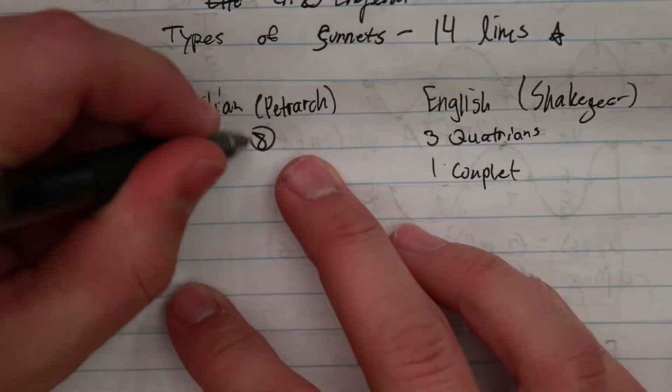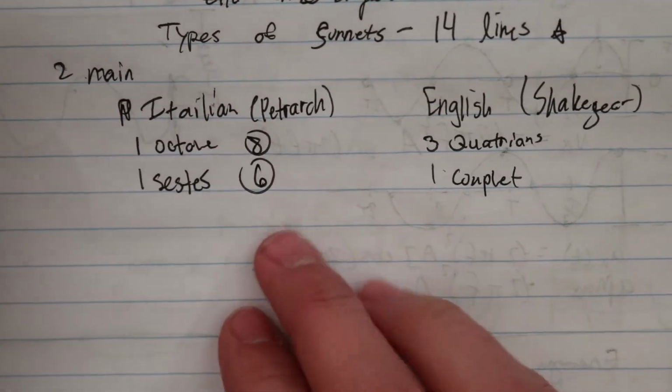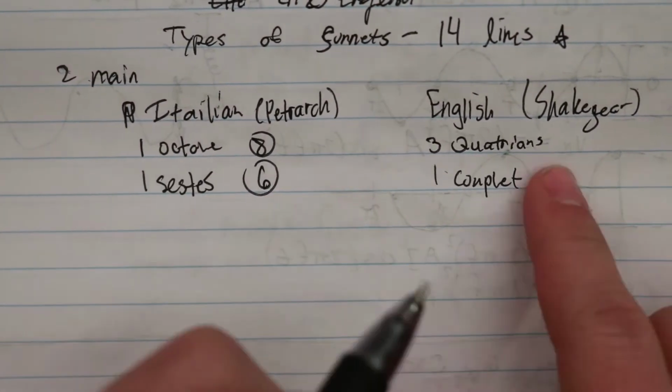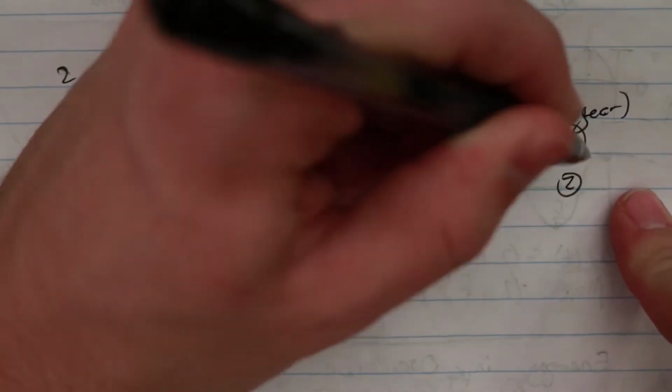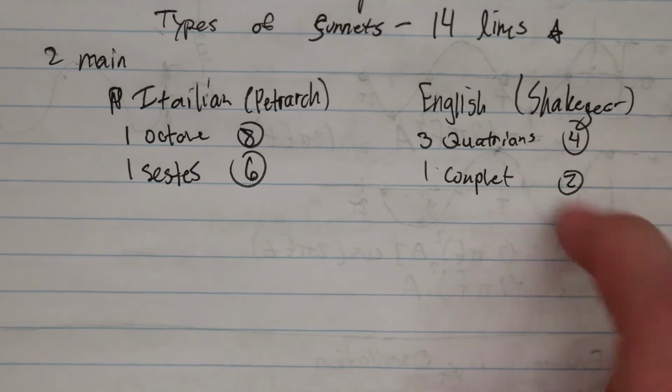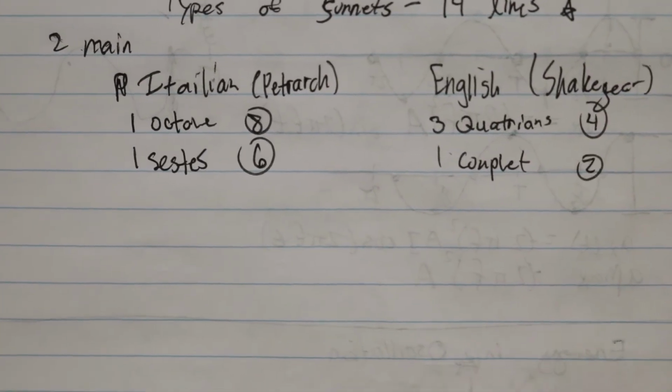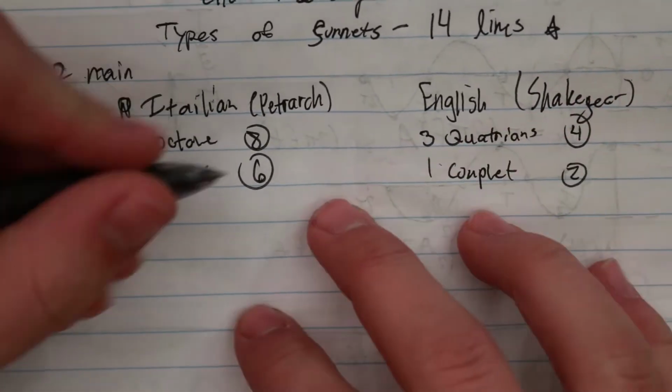1 octave, octave meaning 8 lines, sestet meaning 6, so 8 plus 6 is 14. Quatrains, meaning quattro meaning 4, 3 times 4 is 12 lines, plus one couplet, couple meaning 2. So 4 times 3 is 12, plus 2 is 14, so that's how we get to 14 lines on each side. And then what are the constructions?